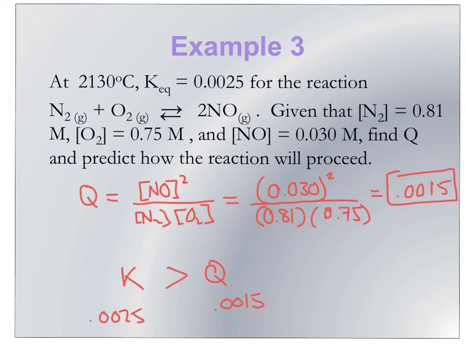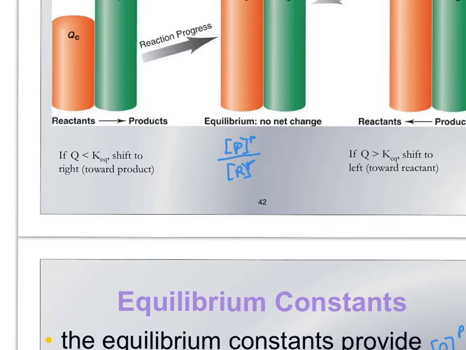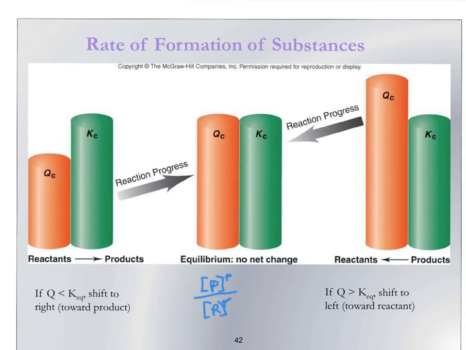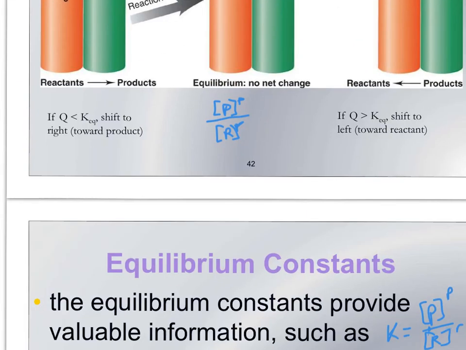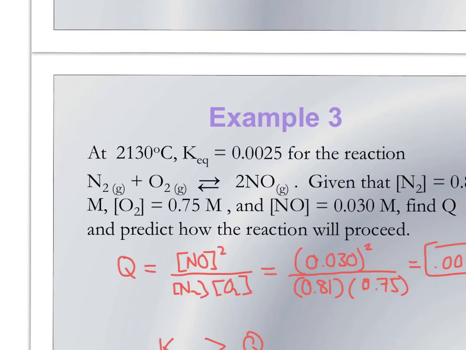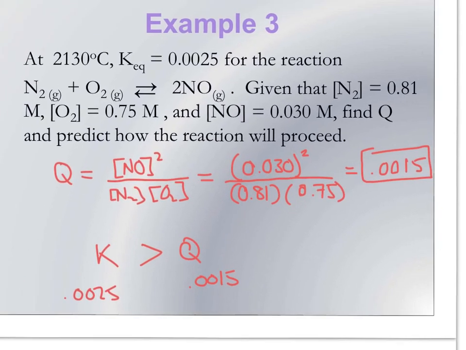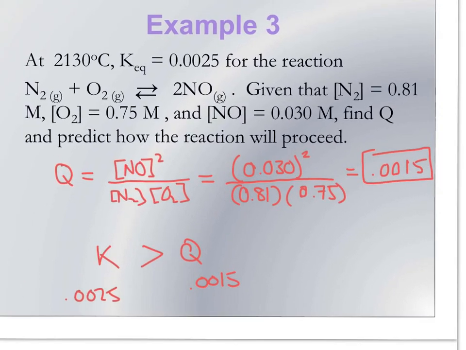K is bigger. So you can think about it in two ways. Actually, three different things you could do. You could memorize one of the last slides that we looked at, the one that looked like this. You can memorize this and just go with that. You could think through it, which is what I usually do. So I always say my Q is products over reactants.